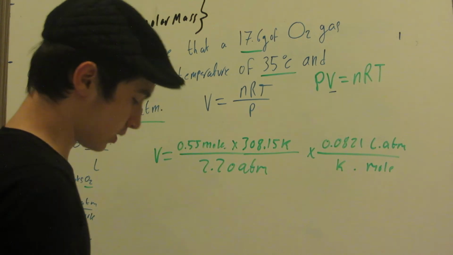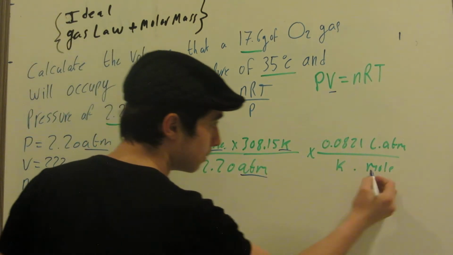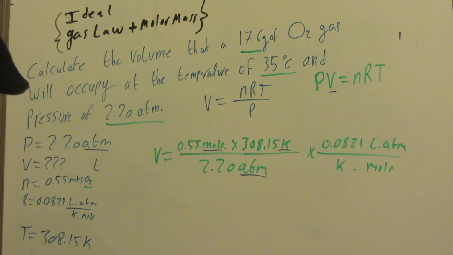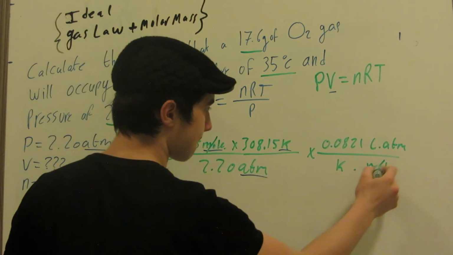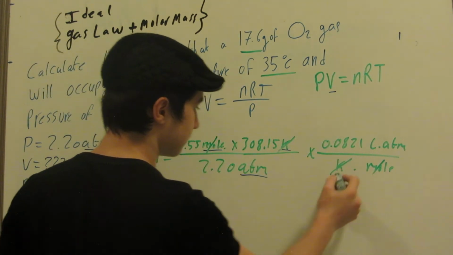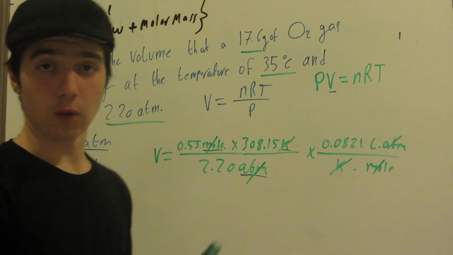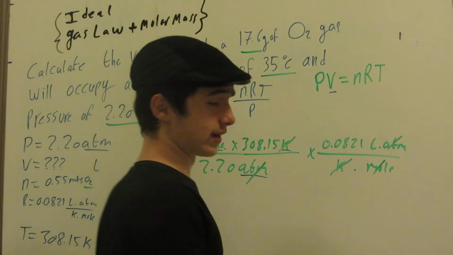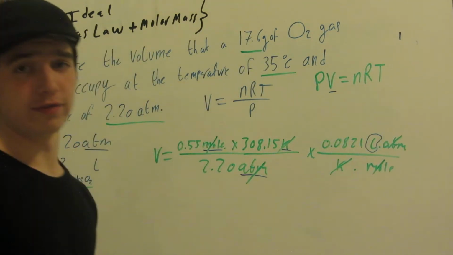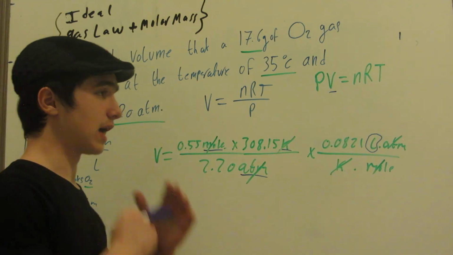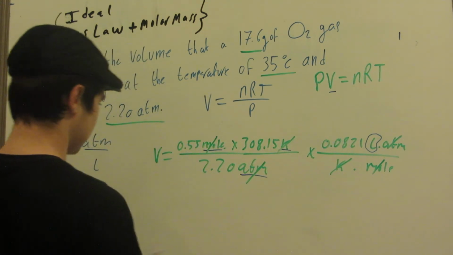Just in case I don't want to miss any unit: mole, Kelvin, ATM, and the rest is on here. Let's start cancelling things out. Moles with moles, Kelvin with Kelvin, ATM with ATM, and the last unit that wasn't cancelled is going to be liters. That's a unit of volume, and that's a great sign that we're solving everything right. So, let's continue. Let's do the math.